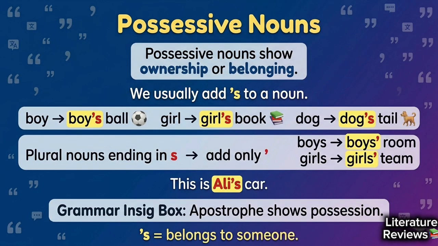Possessive nouns show ownership or belonging. We usually add apostrophe s to a noun. For example, Ollie's car means the car belongs to Ollie.